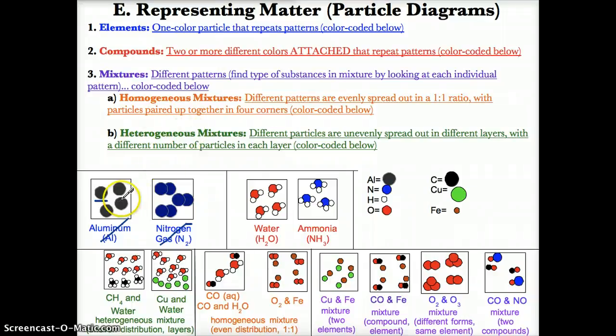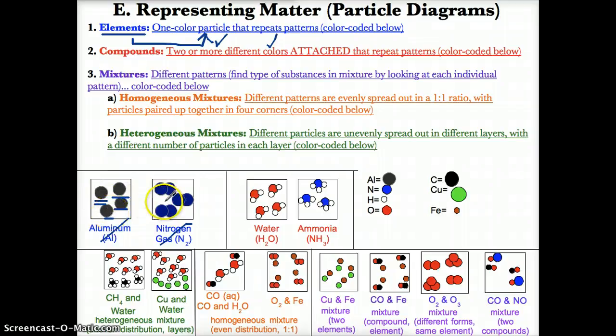Let's remember that elements are one color particles that repeat their patterns at least once. As we can see here, the only unique pattern is a one color particle, a one gray circle. So the first condition for elements is met. In addition, it repeats its pattern three times, here, here, and here. So both conditions are met. Since you have a one color particle, one gray circle, that repeats its pattern three times, you have an element.